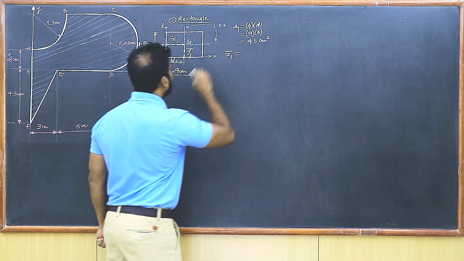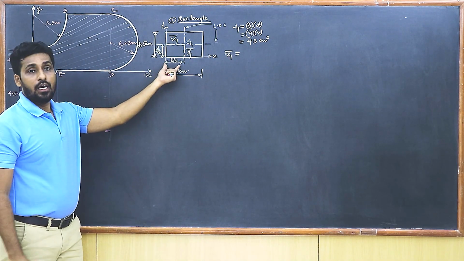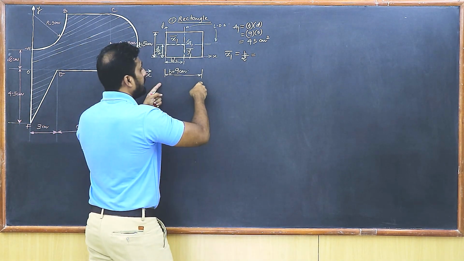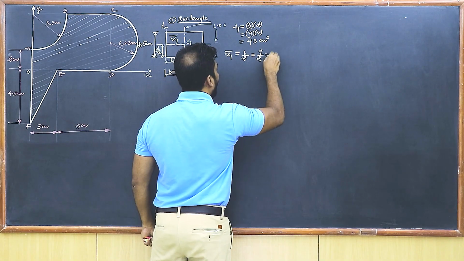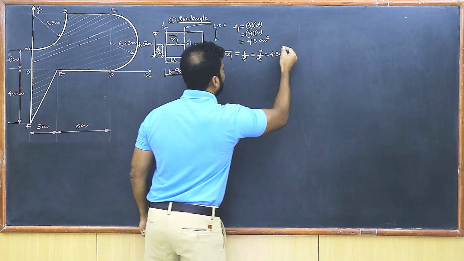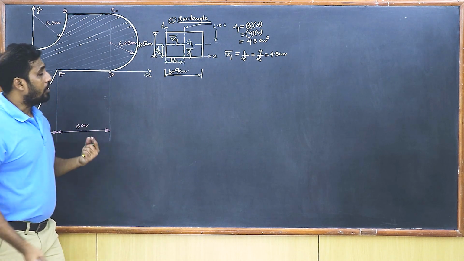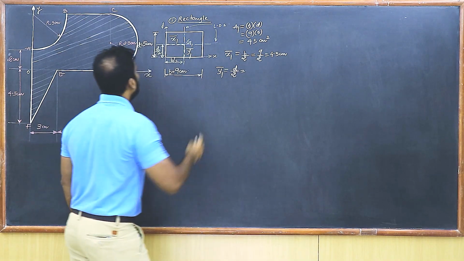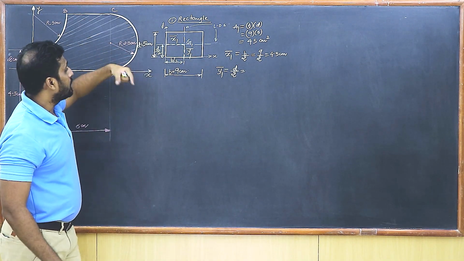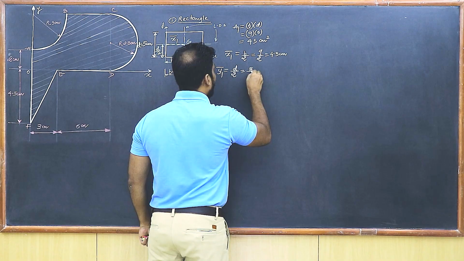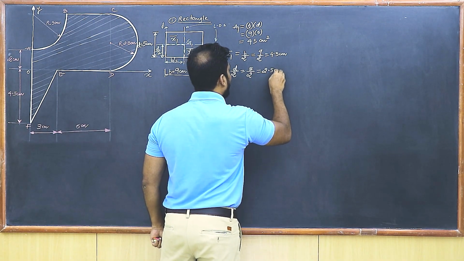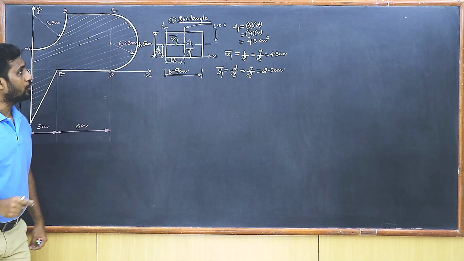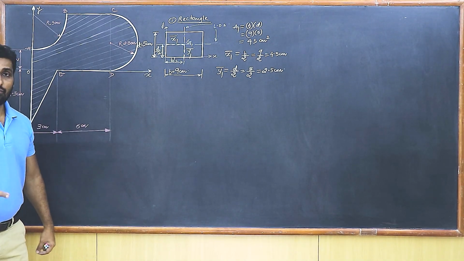X1 bar is going to be what? X1 bar is going to be B upon 2, isn't it? So x1 bar is B upon 2, and I know B is 9, so I get 9 upon 2, or I can say this is 4.5 centimeters. So I've got the x1 bar value. Now let's get the value of y1 bar. So y1 bar is going to be D upon 2. So D is how much? It is 5 centimeters. It gets divided by 2. So I get 5 upon 2, or I say 2.5 centimeters. So that was all about the very first standard shape, which was a rectangle. I've got A1, x1 bar and y1 bar.